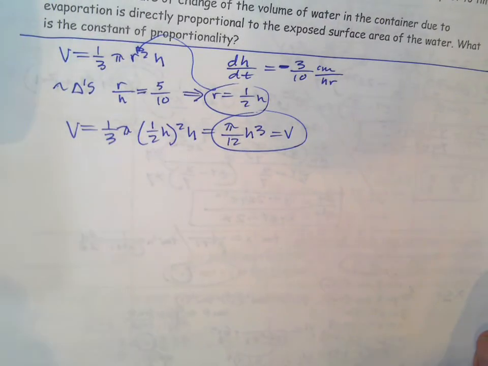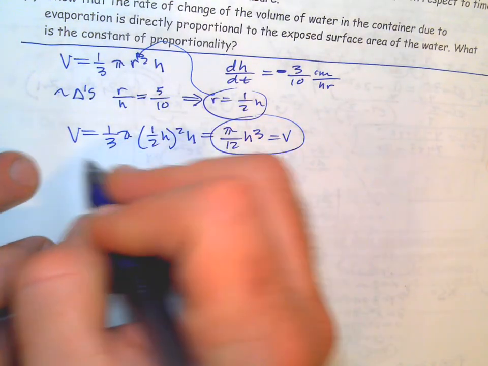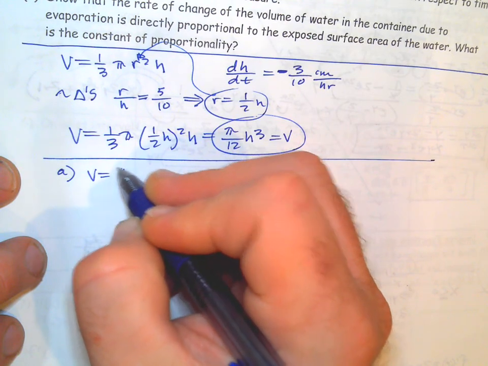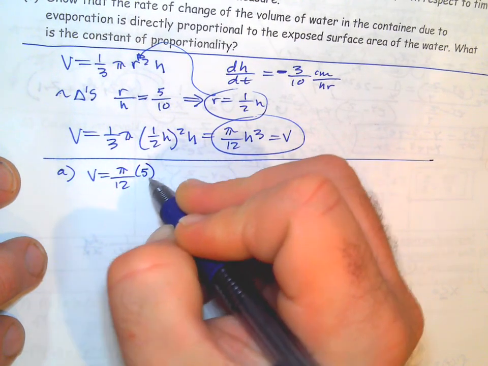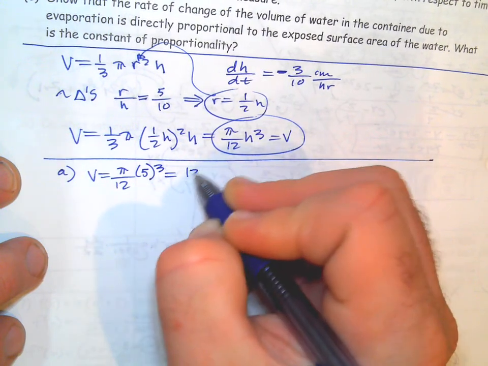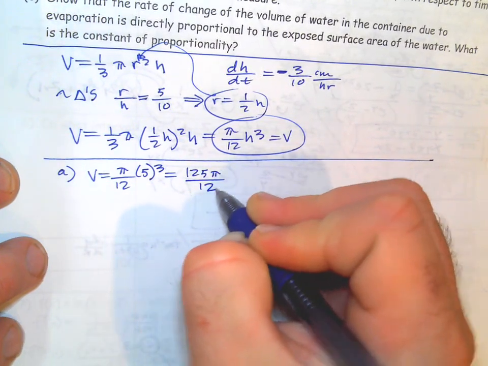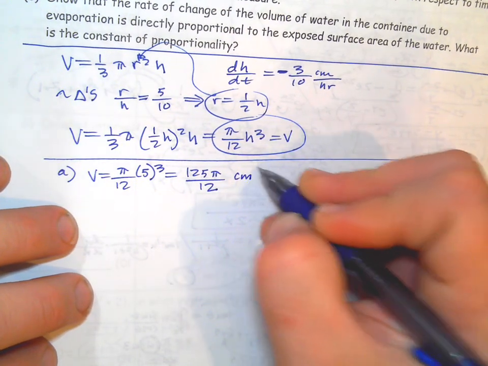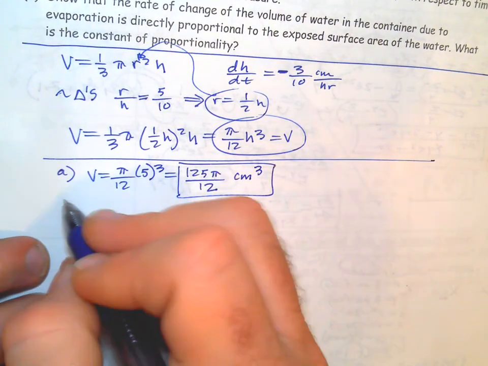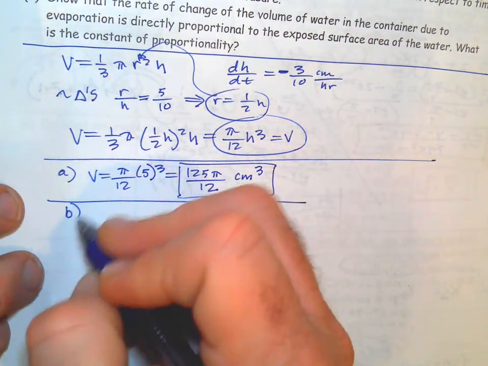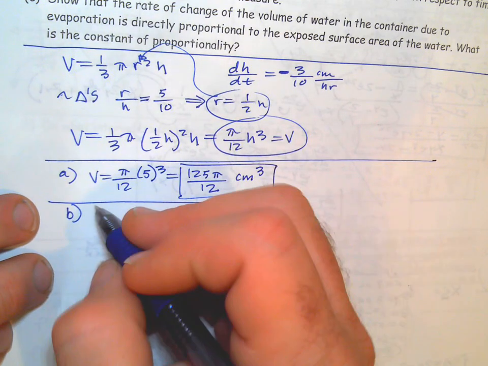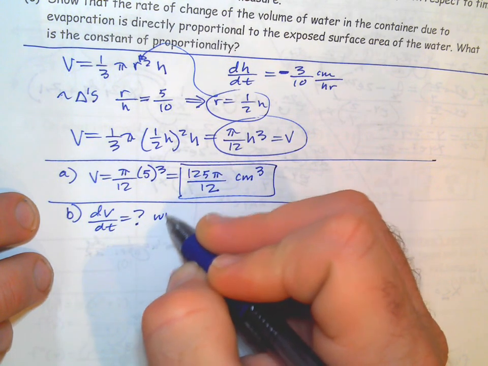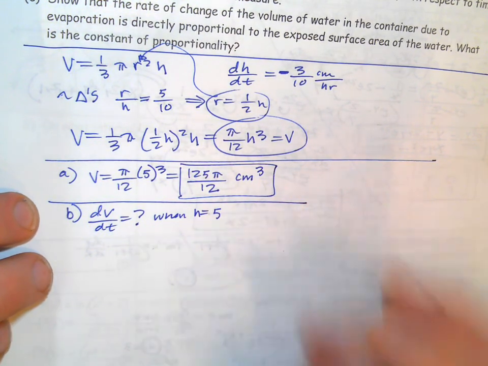Okay. Now it says find the volume of the water when h equals 5. Well, that's perfect. We'll take advantage of that right away. So if h is 5 cubed, it's going to be 125 pi over 12. What are the units? It's volume, so it should be a length cubed. Right? B says find the rate of change of the volume of the water. So we're looking for dV/dt when h equals 5, and indicate units of measure.